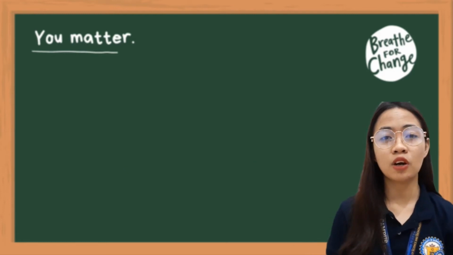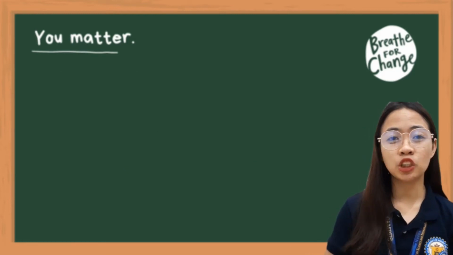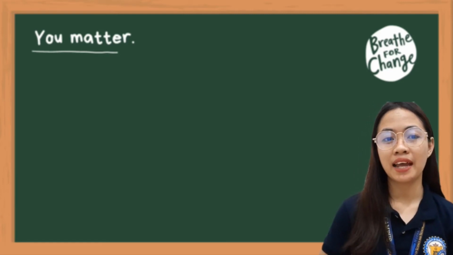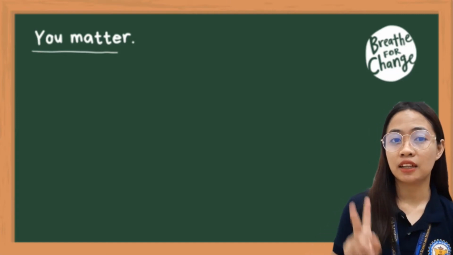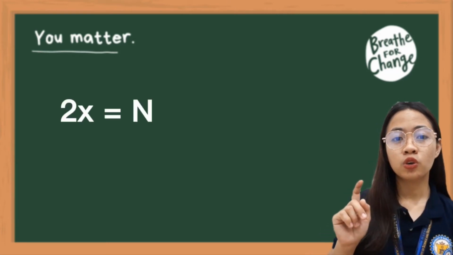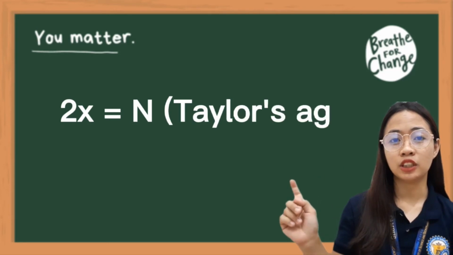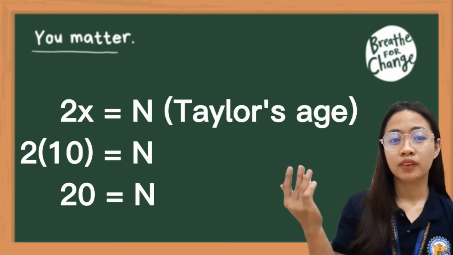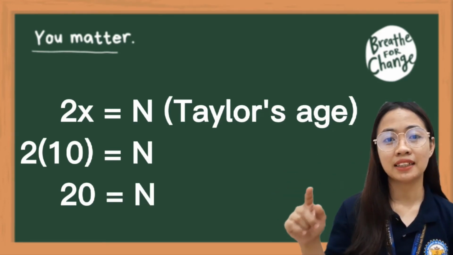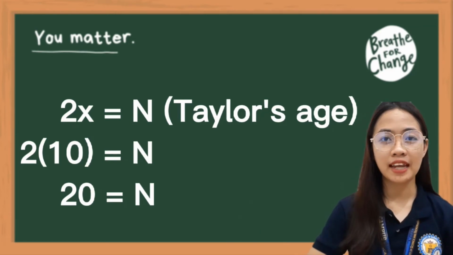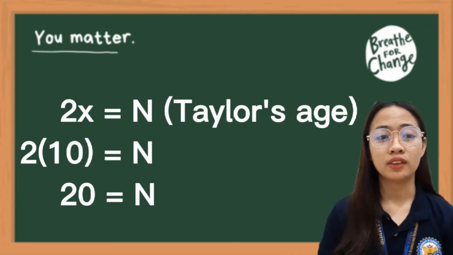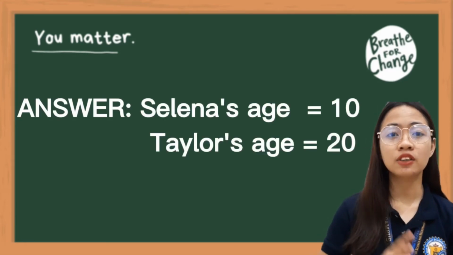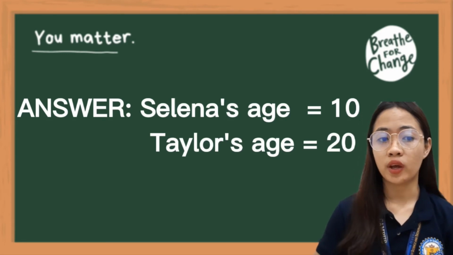As it's said in the problem, the age of Taylor is twice as old as Selena. Therefore, we're going to multiply the age of Selena by 2. So 2 times x is equal to Taylor's age. We're going to substitute the value of x, which is 10. So 2 times 10 is equal to 20. Therefore, the age of Taylor is 20. In conclusion, Selena's age is 10 and Taylor's age is 20.